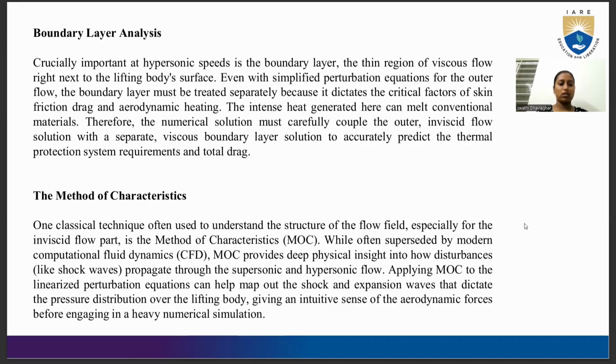One classical technique often used to understand the structure of the flow field, especially for the inviscid flow part, is the method of characteristics, MOC. While often overlooked in modern computational fluid dynamics, it provides deep physical insight into how disturbances propagate through supersonic and hypersonic flow.